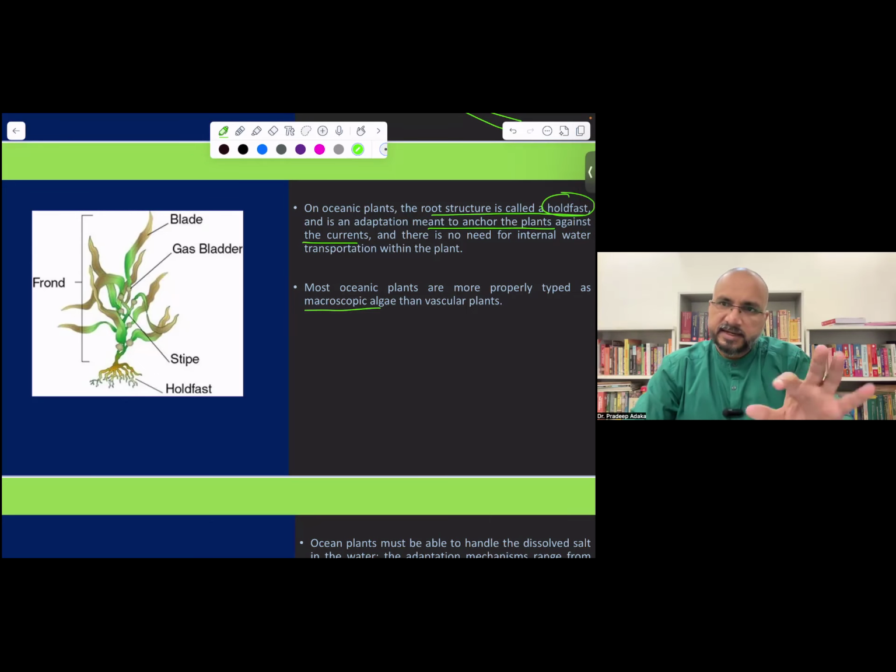This seaweed is processed and sold as dry paper-like sheets. So basically these are algae. Even your agar agar, the medium used for solidifying in microbiology laboratories, also comes from seaweed. So these are all macroscopic algae. Basically when we say sea plants, these are algae.